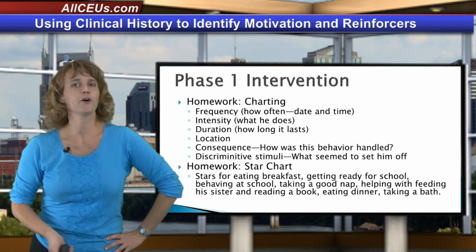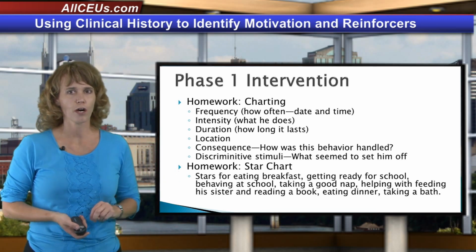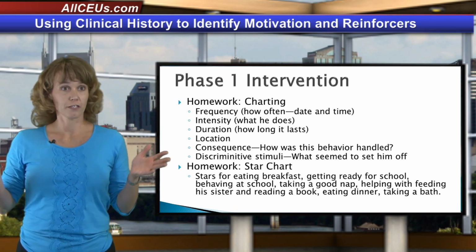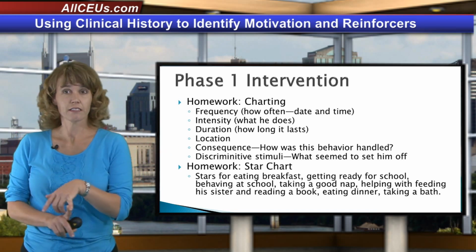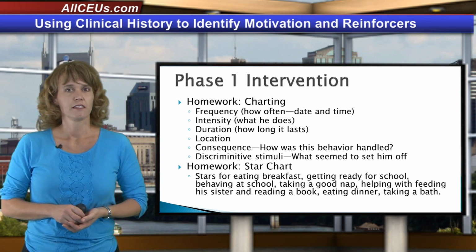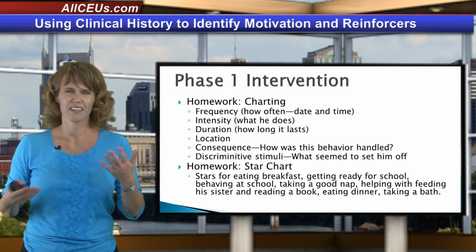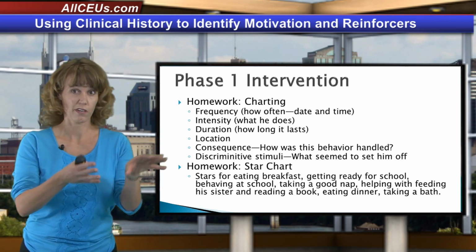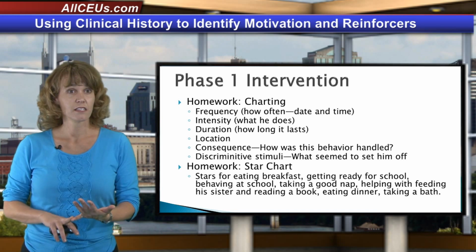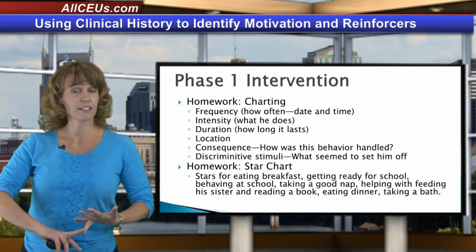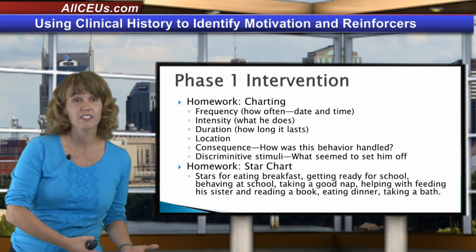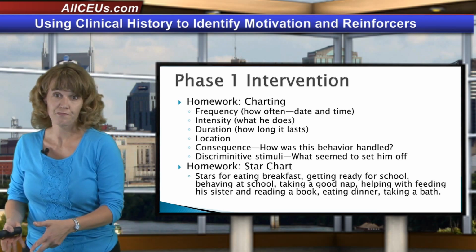So I send Mom home, and I say, you've got 2 things to do for homework. I want you to chart his outbursts, the frequency, how often. So I want you to write down the date and time it happens. I want to know the intensity. And I'm probably not going to tell her all these formal words. I'm going to say, write down the date and time he does it, exactly what he does, and how long it lasts. Are we talking 2 or 3 minutes, or are we talking 20 or 30 minutes?